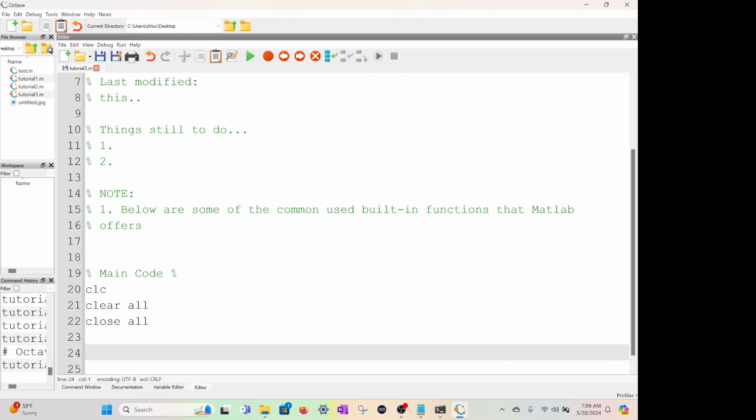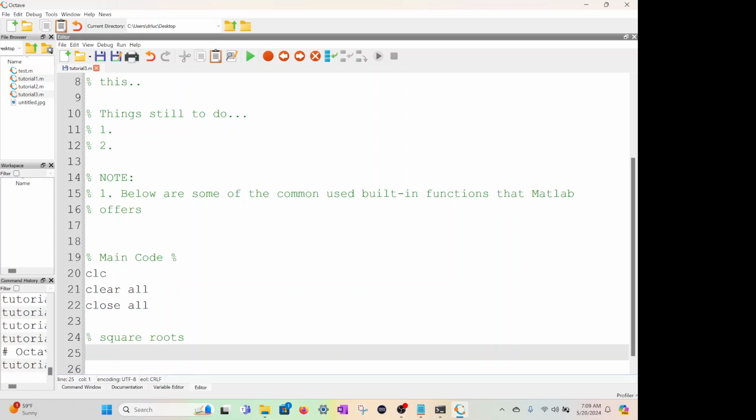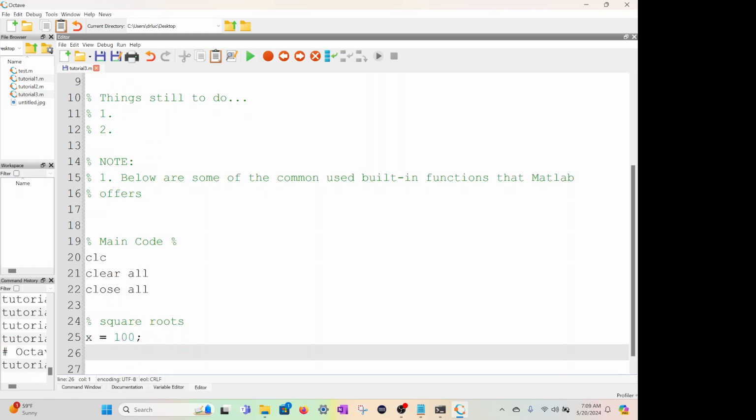So I put my header in, got clear all, close all, CLC. Let's make a comment. Let's look at square roots. So say x is 100, and we want to take the square root. You can just say sqrt of x. I will just take that off and run it.